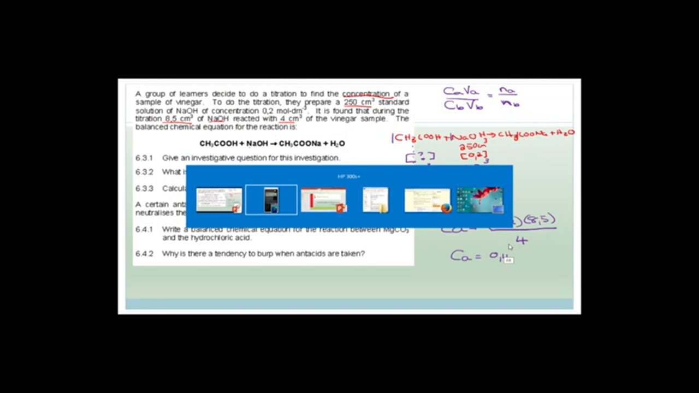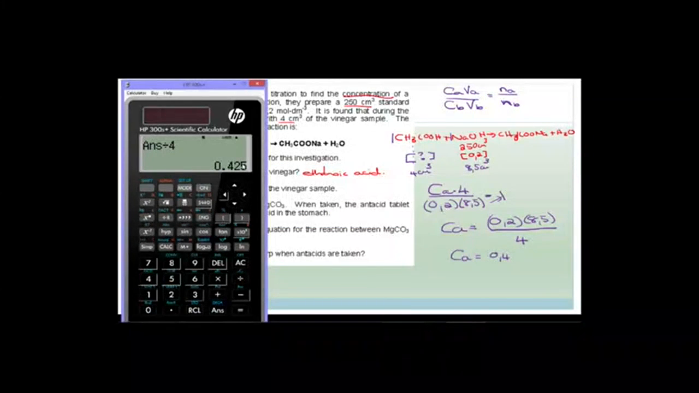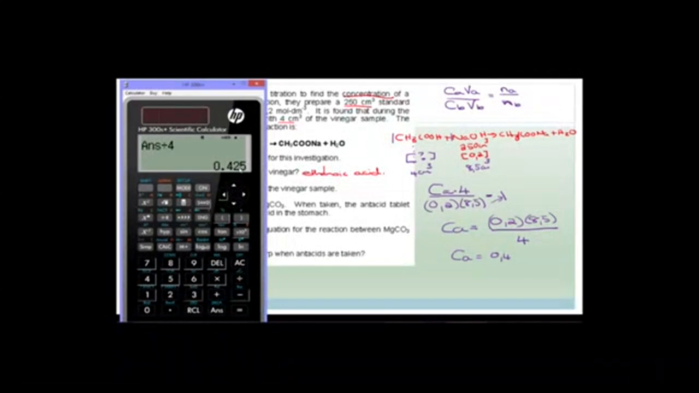Let me just check that again. It is 0.43 because we are looking to round to 2 decimal places. So you look at the third place and that's a 5, so it's 0.43. So it's 0.43 moles per decimeter cubed. Get it? 0.43 moles per decimeter cubed.